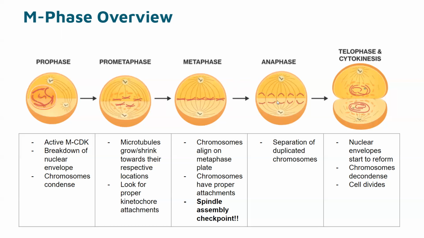Once it passes that, anaphase will occur, where the sister chromatids get separated to each side, to each daughter cell, and then telophase and cytokinesis is the separating of these cells. The nuclear envelope starts to reform and chromosomes decondense, and basically it's the opposite of prophase, like what we saw.